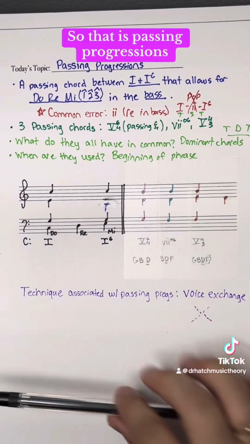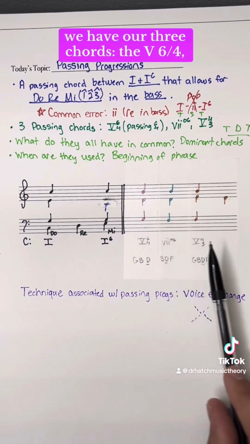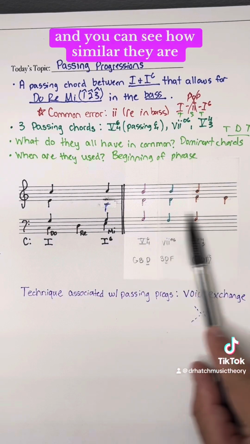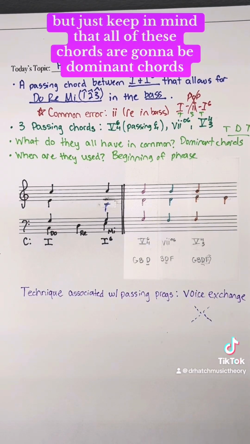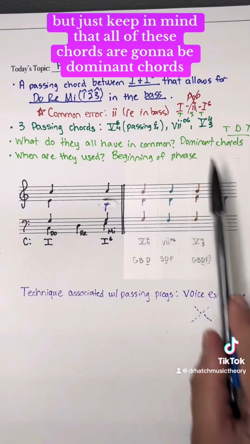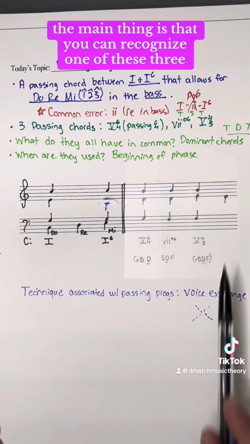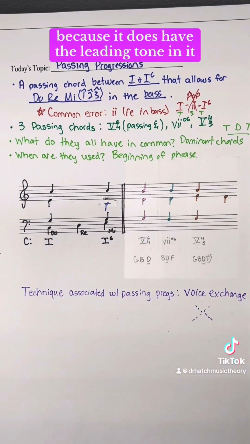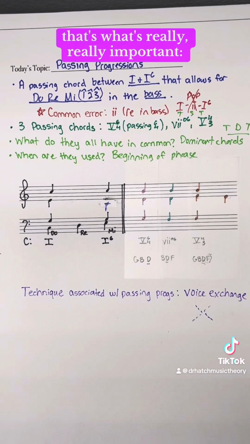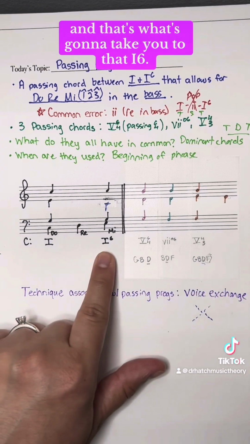So that is passing progressions. We have our 3 chords, the 5, 6, 4, 7 diminished 6, and 5, 4, 3, and you can see how similar they are. They may be a little difficult to hear, but just keep in mind that all of these chords are going to be dominant chords. The main thing is that you can recognize one of these 3 rather than recognizing it as a 2 chord because it does have the leading tone in it. That's what's really, really important. The leading tone is always present, and that's what's going to take you to that 1/6.